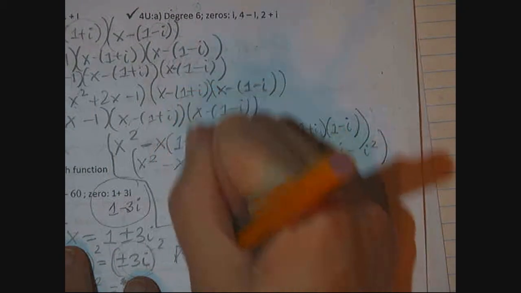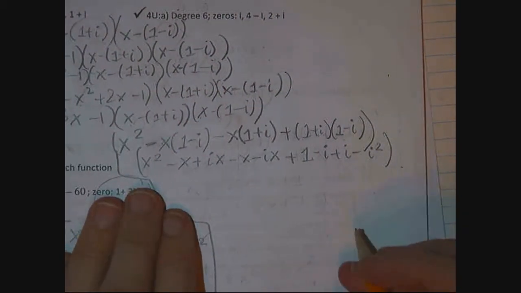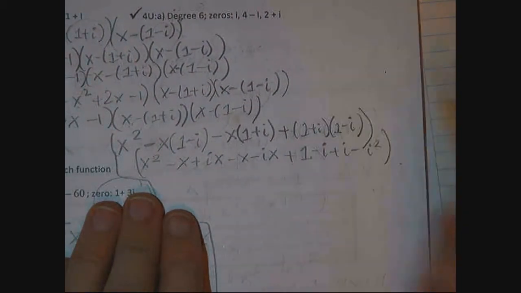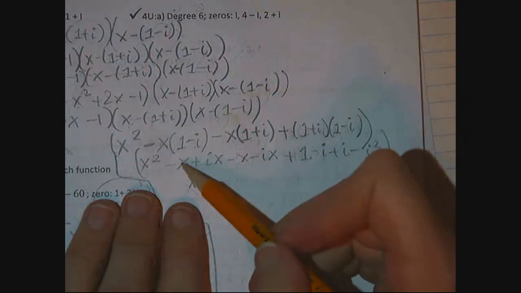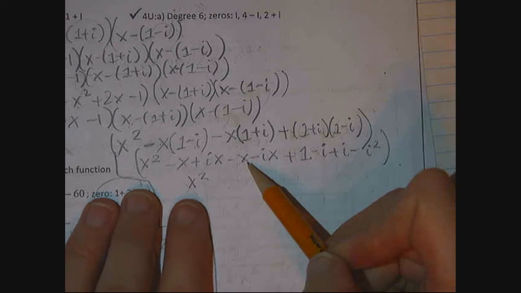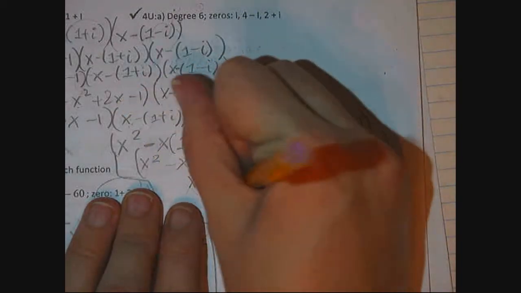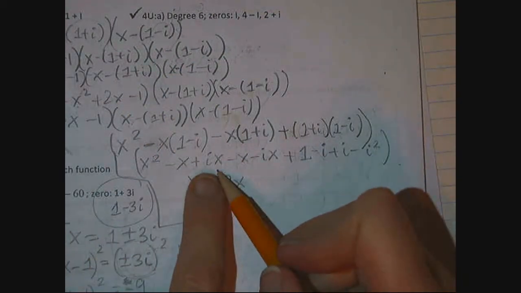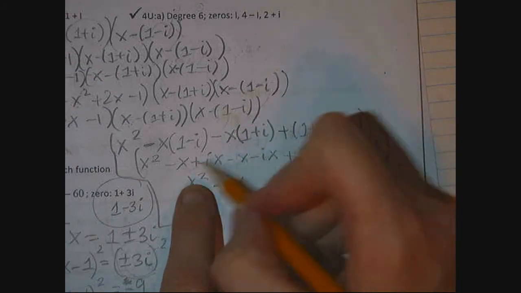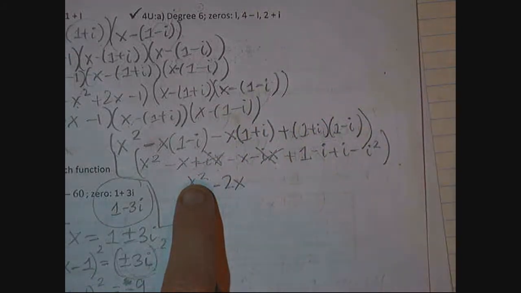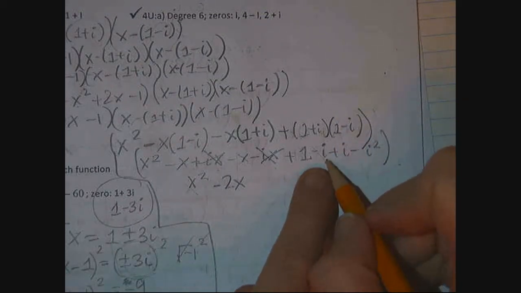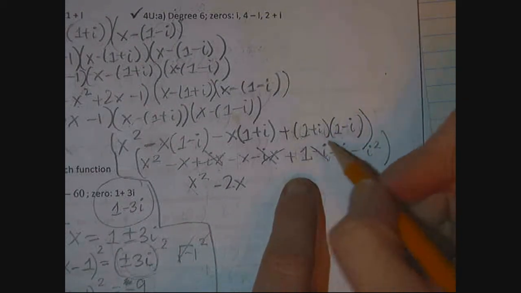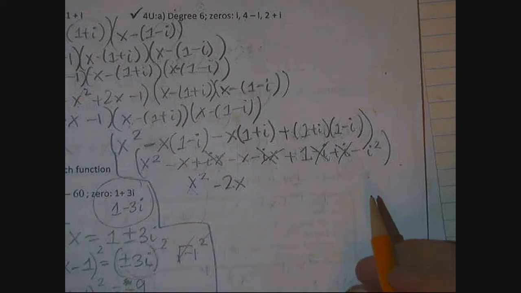Still simplifying this. Okay. So I only have 1 x squared, so I can just drop down my x squared. Negative x minus x gives me negative 2x. ix minus ix cancel out. It's just like having 2x minus 2x. And then I have negative i plus i. Those cancel.